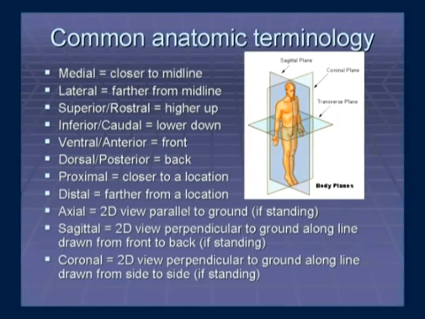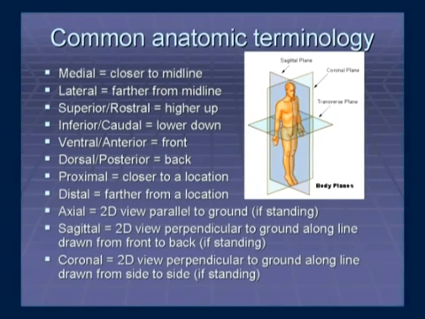Most of the time that I'm using these terms, it's in reference to the center point of the body. So medial means closer to the center point, lateral means farther away from the center point. Superior or rostral means further up, inferior or caudal means further down. Ventral or anterior both mean in the front, caudal or posterior both mean the back. Proximal generally means closer to the core of the body. Distal generally means farther away from the core of the body.